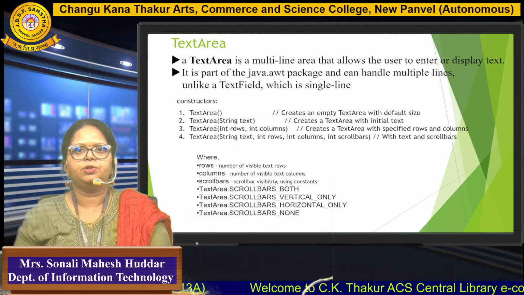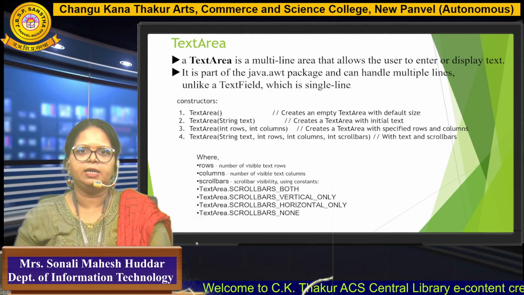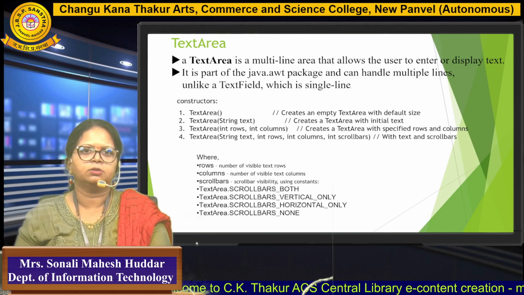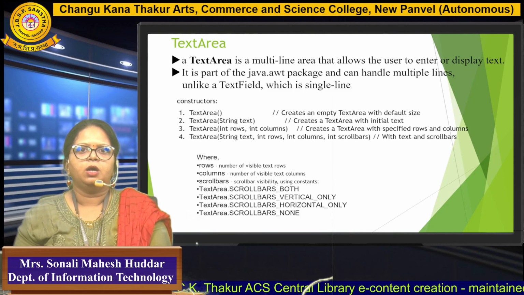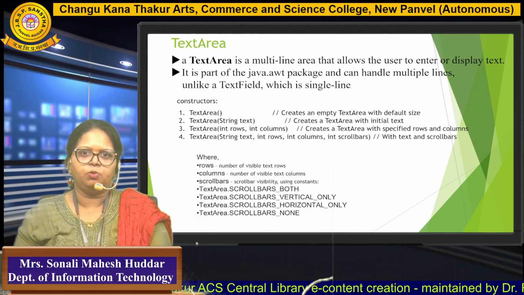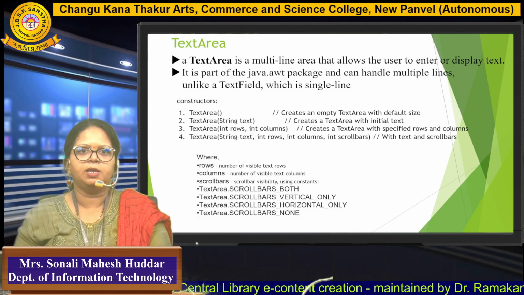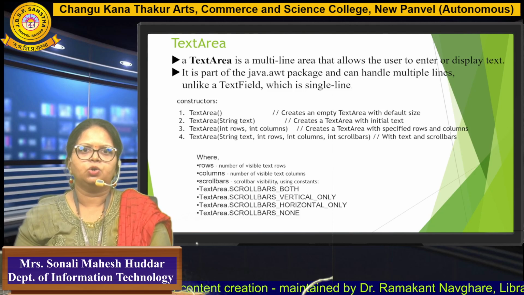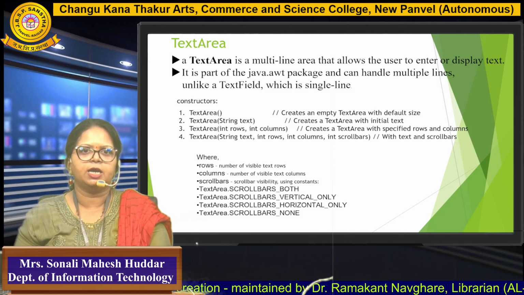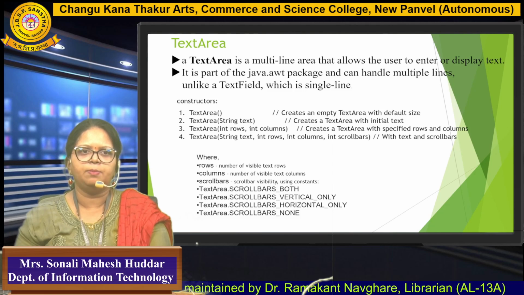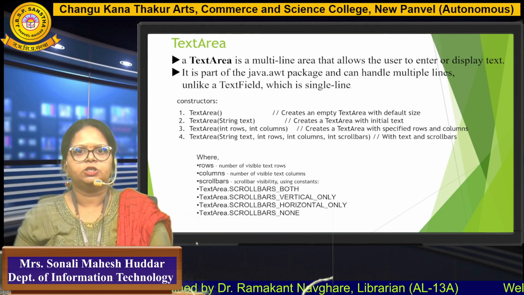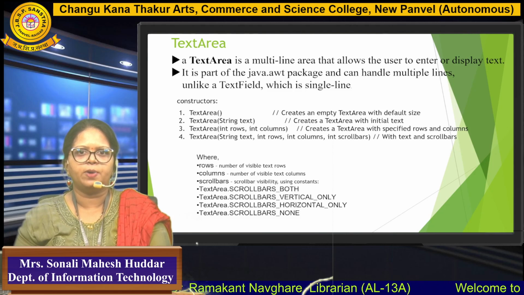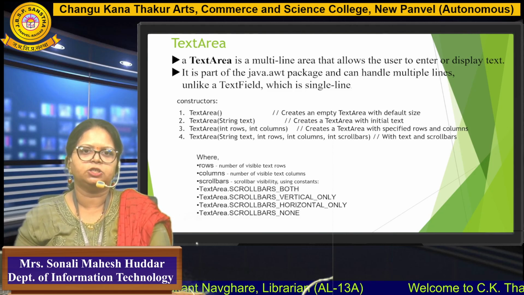Next component is text area, which is a multi-line input component. It is part of your java.awt package and can handle multiple lines, unlike text field, which has only a single line. So the constructors for text area are: TextArea(), the empty constructor; TextArea(String text), where you provide the initial text inside that text area.